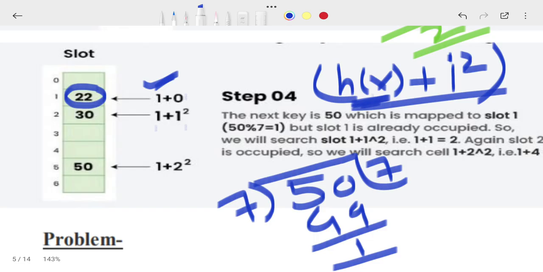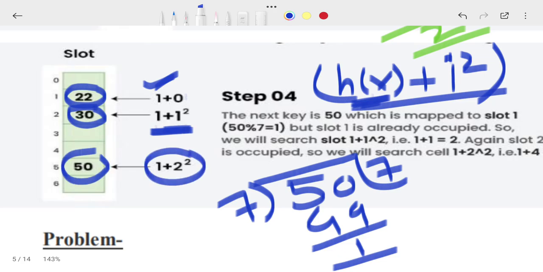Okay, this is i. 1 plus 1 square. So 1 plus 1 square is equal to 2. There is already data, not possible. So again 1 plus 2 square. So 2 square is equal to 4. 4 plus 1 is equal to 5. I will place the data here.